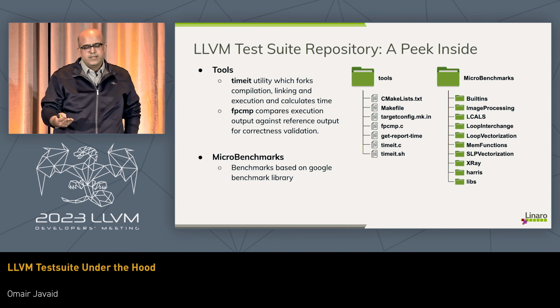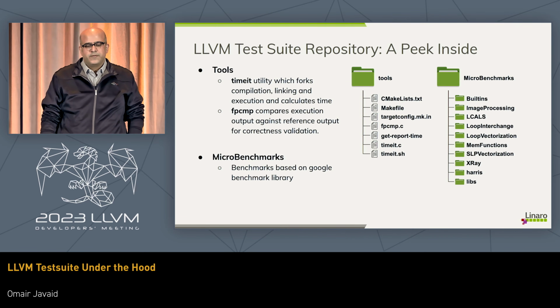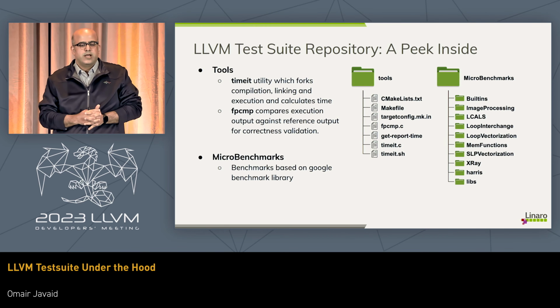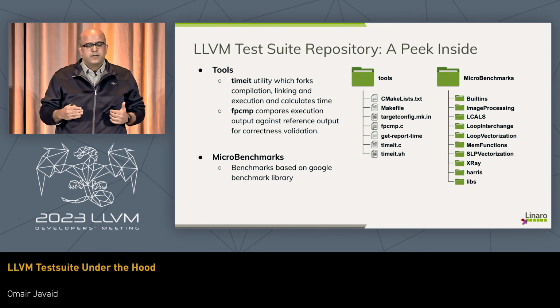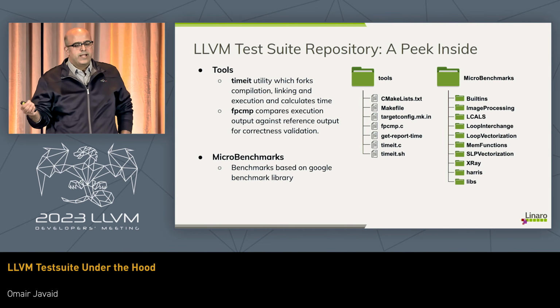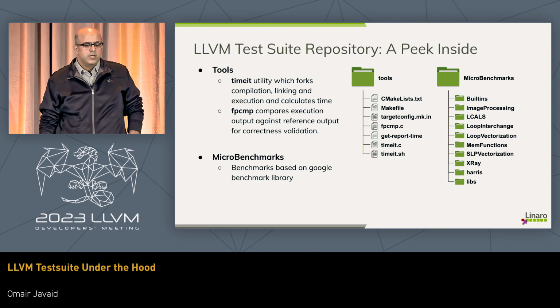Okay, so then there is a micro benchmark folder, which is the benchmarks based on Google Benchmark Library. There's a tools folder, which provides the tools that help LLVM Test Suite run. The two important tools are the timeout utility, which encapsulates the compilation process as well as linking and execution process, and calculates the time and generates a .time file which has the time information in there. And then there's FP compare, which compares the reference output against the output generated after the run.